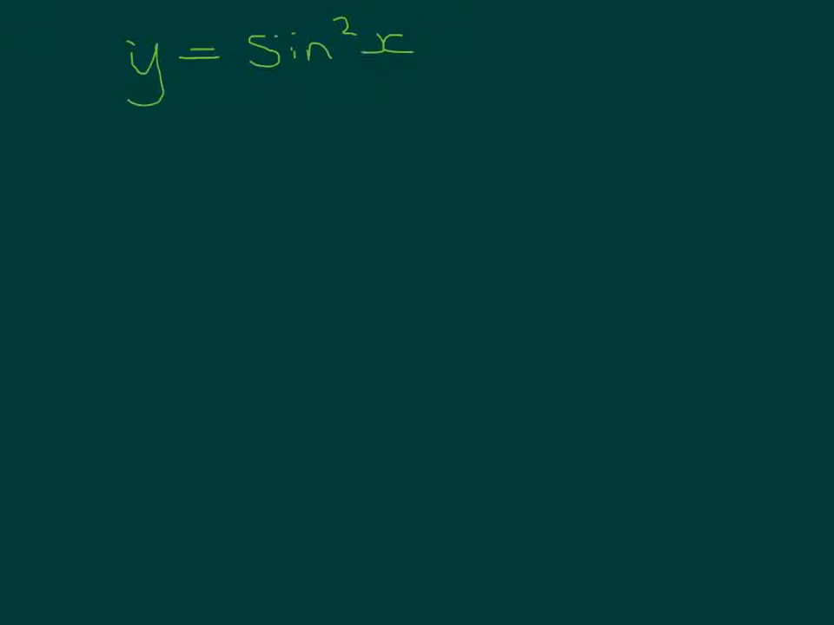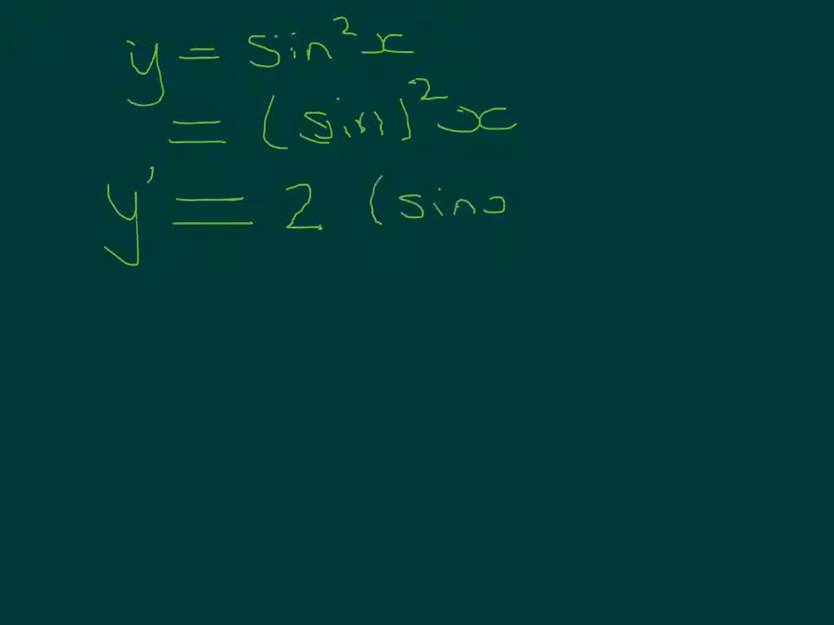Now the first thing to remember with y is equal to sine squared x is that this notation just means y is equal to sine x, all squared. Okay, so when we differentiate this, it's just going to work exactly the same as when we differentiate x squared or anything within the chain rule function. We're going to bring our power down and reduce our power by 1. So that's the first part of our chain rule.